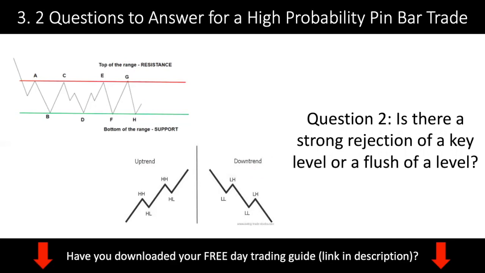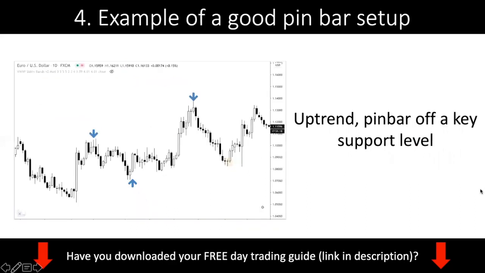Is there a strong rejection of a key level or a flush of a level? Ideally, I prefer to stick to the second one, which is a flush of a level. If I see a flush of a level, especially if it happens during the Euro trading zone timing or the US session, then I would love to take setups like this. So let me show you what's a good pin bar setup.